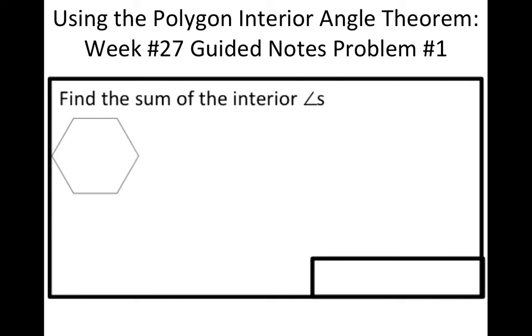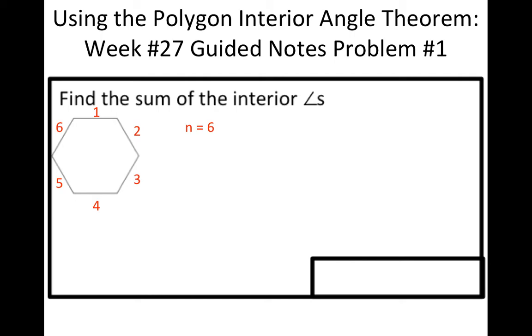So, for example, right here is one of your guided notes problems. It's asking us to find the sum of the interior angles of this shape below. So the first thing we have to do is find out what kind of shape it is. How many sides does it have? So let's count it up. 1, 2, 3, 4, 5, 6.